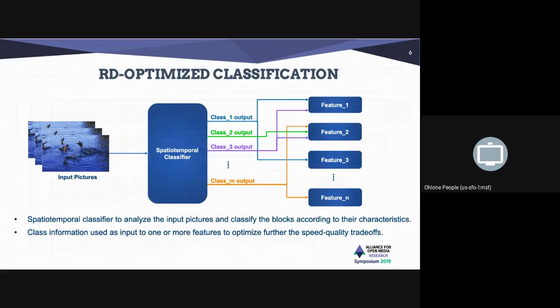SVT also uses an RD optimized classification, which consists of classifying the blocks inside each picture based on a spatial temporal classifier, and mapping each class to a certain number of features, to use as few features as possible, which allows the best encoding time while maintaining the best quality.